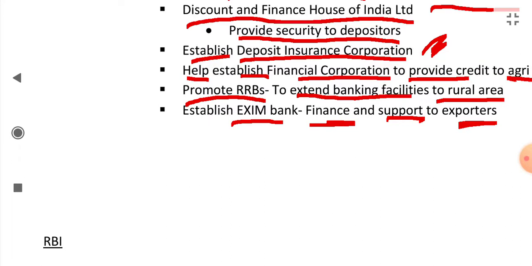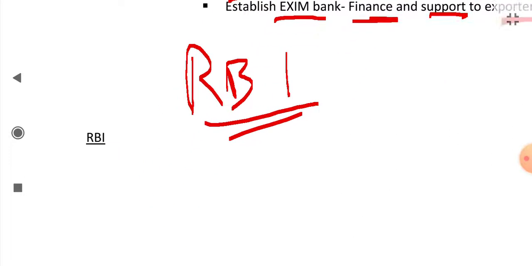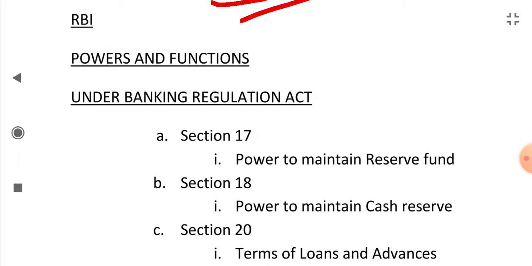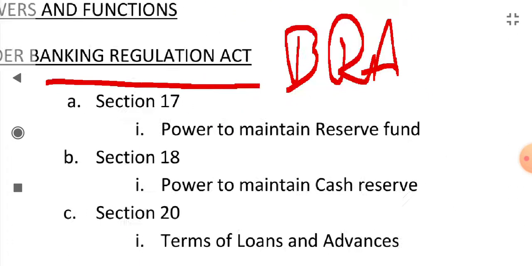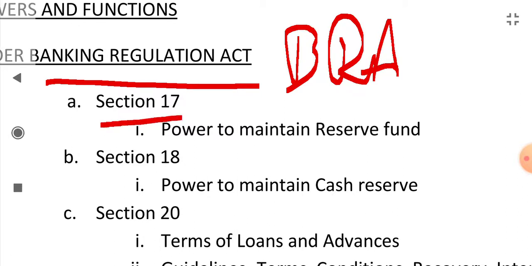The powers and functions under the RBI Act are complete. Now we will see the powers and functions of RBI under the Banking Regulation Act, BRA. What are these powers and functions? First, under BRA, under section 17, it is discussed about the power to maintain reserve fund.